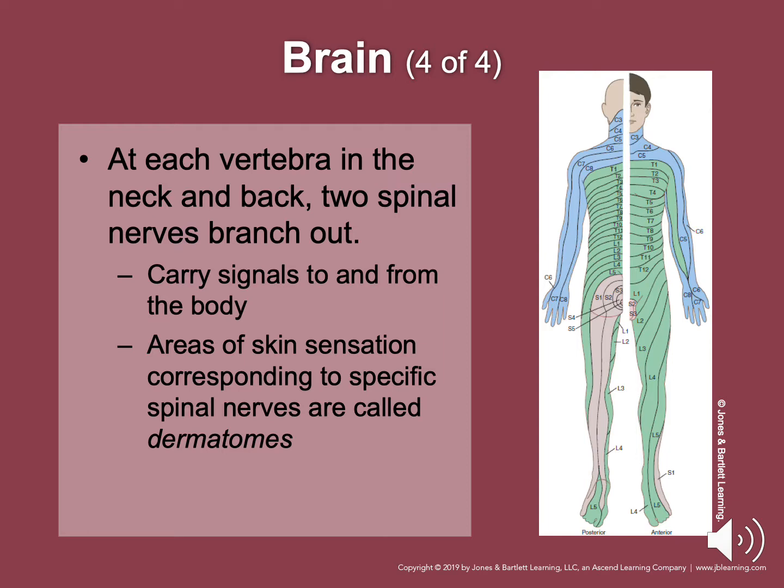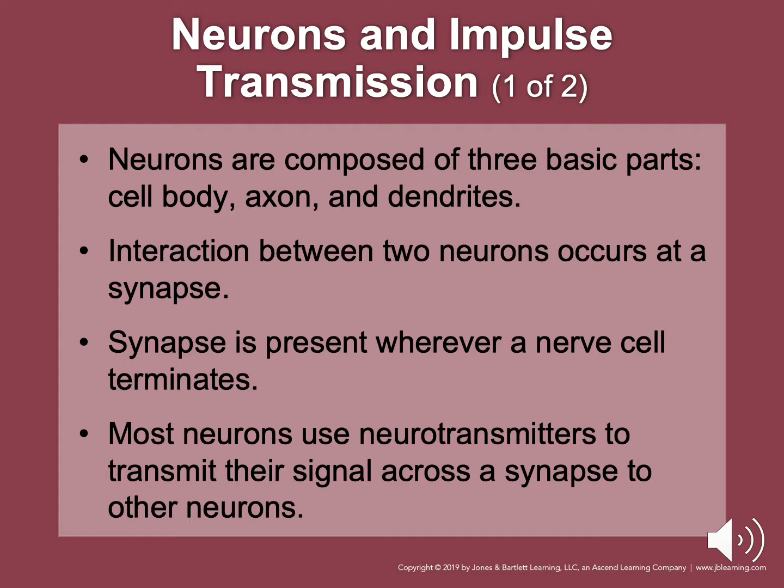Neurons and impulse transmission. So a neuron is a nerve cell and is a fundamental element of the nervous system. It's composed of three basic parts: cell body, axon, and dendrite. Cell bodies contain the nucleus. The axon is a projection from the cell body that extends towards another cell, carrying signals away from the neuron. Okay, so this may or may not be wrapped in a sheath of myelin.